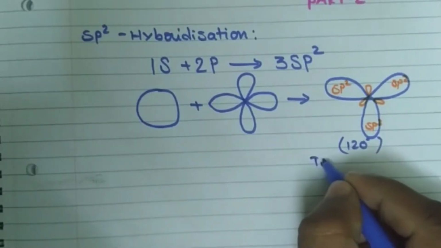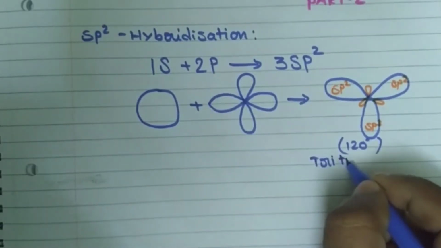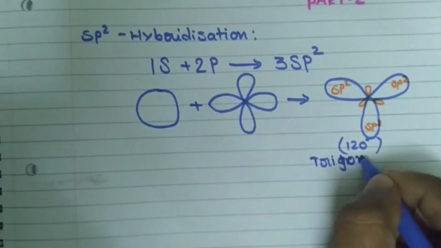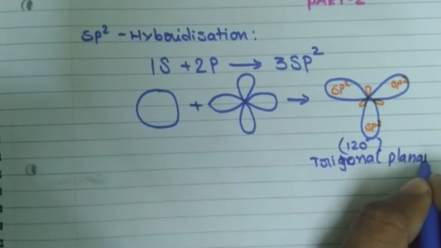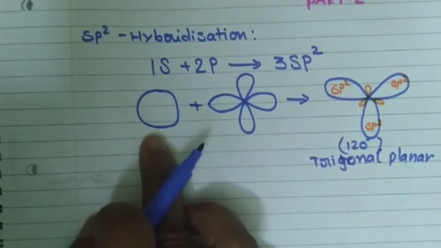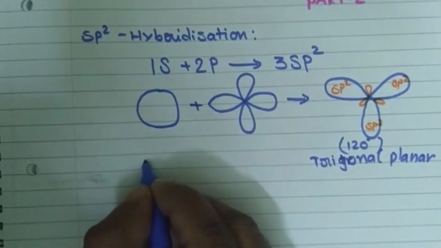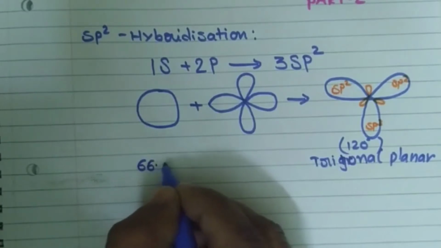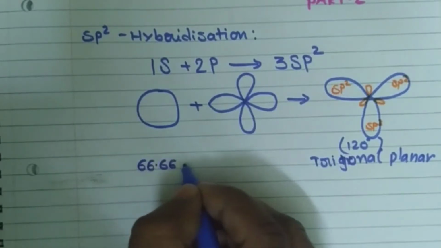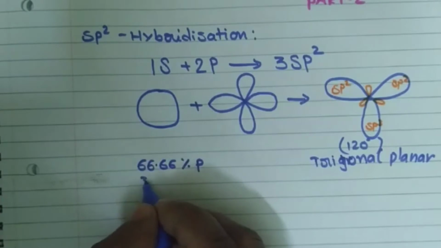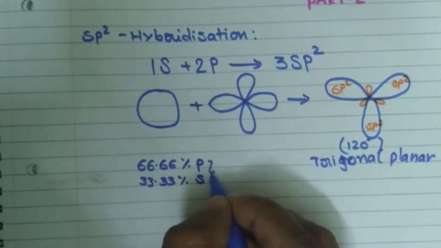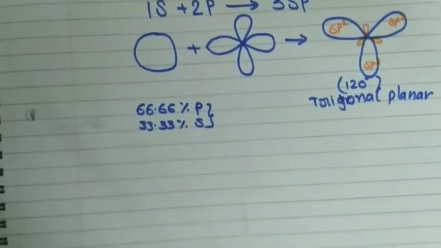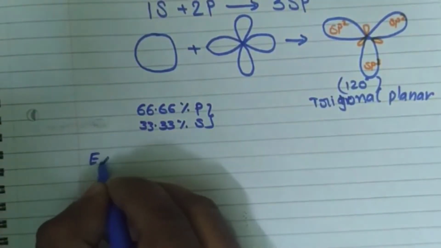That is a trigonal planar shape. In each sp2 orbital, the character is 66.66% p character plus 33.33% s character. So let's see the examples of sp2 hybridization.